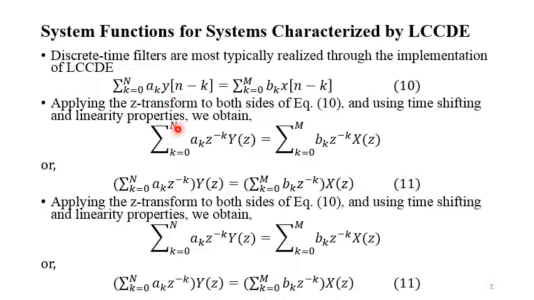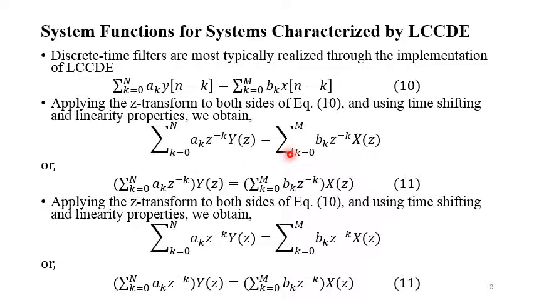So y of n minus 1 will have the z transform Y of z into z power minus 1. Generalizing it to k, the z transform of y of n minus k will be Y of z into z power minus k. Because the z transform is linear, scaling the input will result in scaling the z transform by the same factor. So that's why we can write a_k z power minus k Y of z.